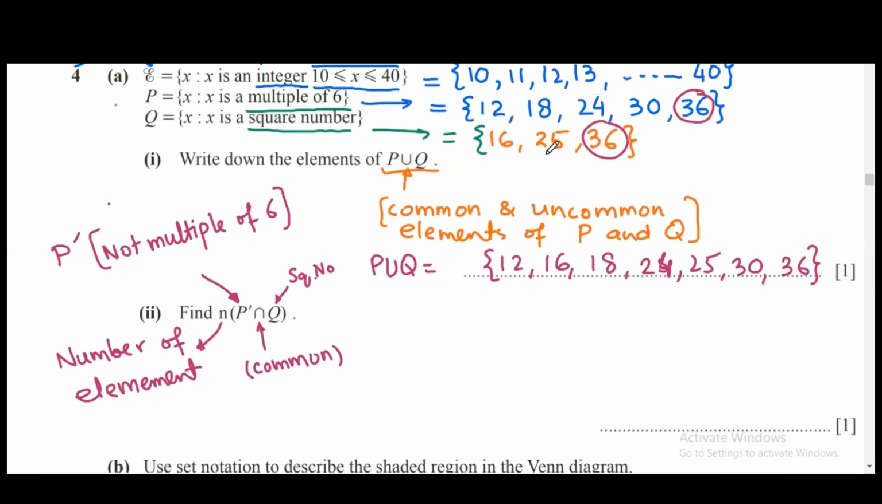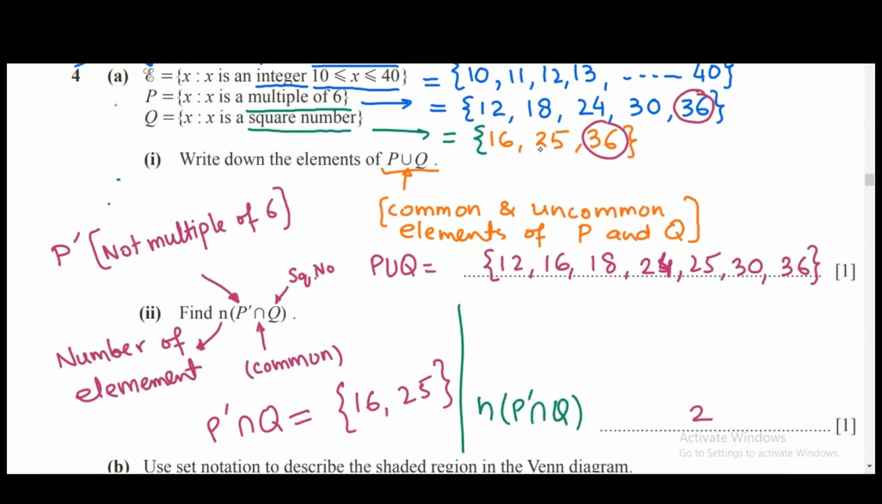So I'm going to look into the square numbers. These are the three square numbers here. And 36 is a multiple of 6 because it is divisible by 6. 25 and 16 are square numbers and not multiples of 6. So there are only two numbers, and we have to find the number of elements. So the answer is 2: 16 and 25. 16 and 25 are the set P complement intersection Q, but in this examination, the examiner is asking about the number of elements of P complement intersection Q, which is 2, because there are 2 elements which are not a multiple of 6 and are square numbers.